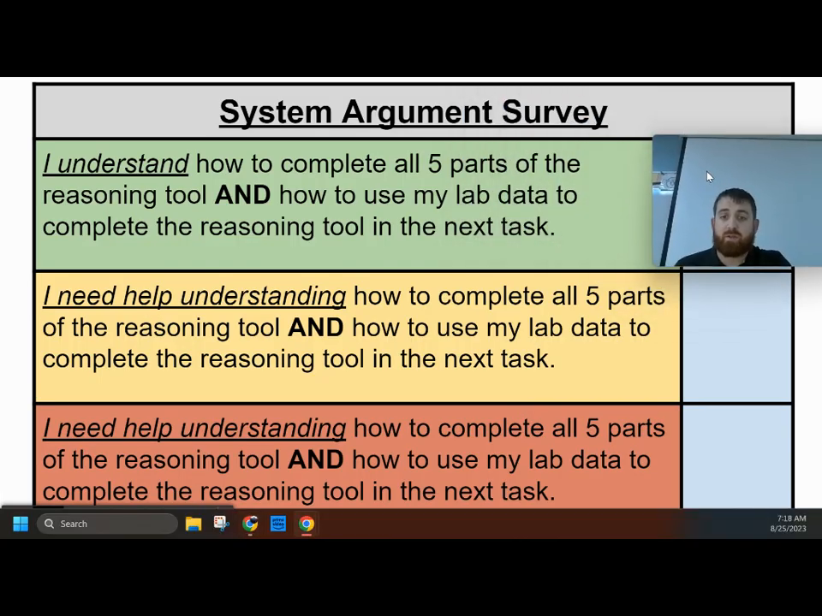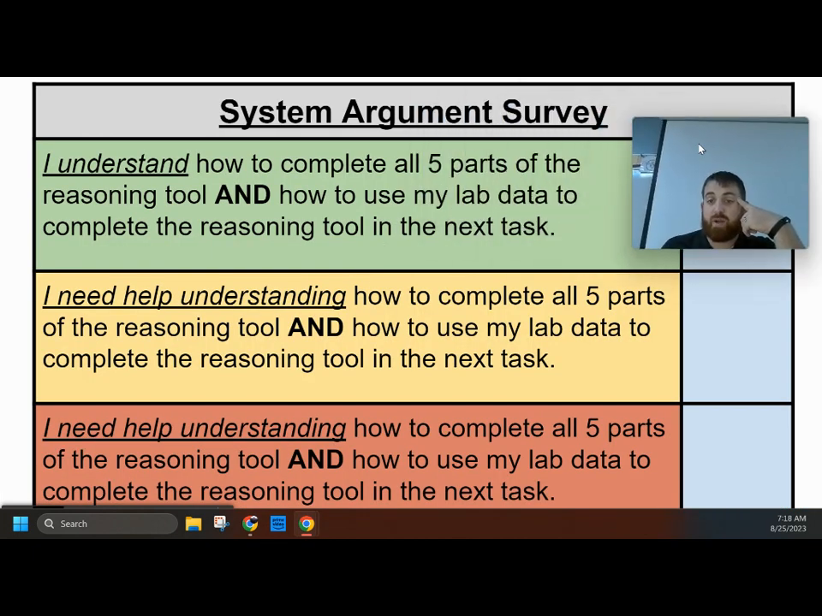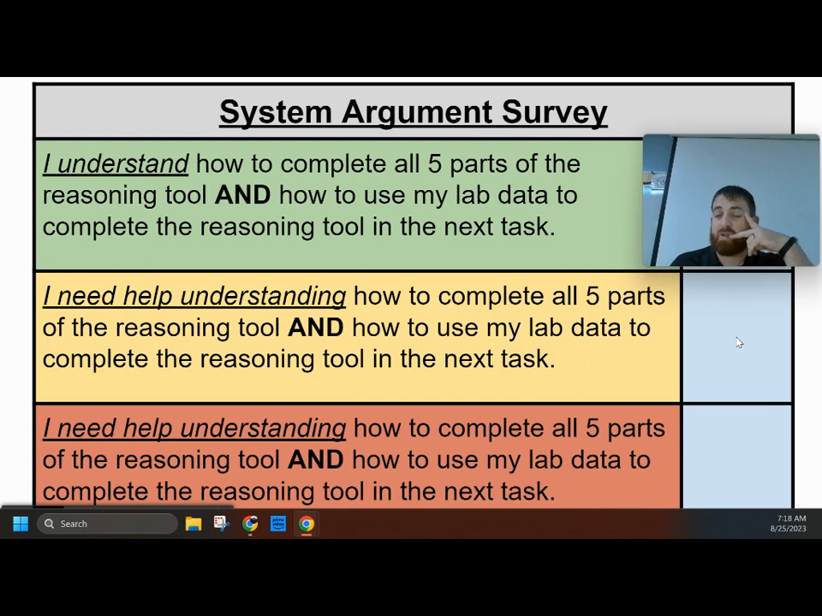Take a minute. Do you understand how to complete all 5 parts of the reasoning tool, and how to use the lab data to complete the reasoning tool in your next task? That would be this data table here. Take a second, and put your X in green if those things make sense. If one of those things is confusing, or both are confusing, go ahead and put your X in yellow or red. Reach out if you need help, and good luck.